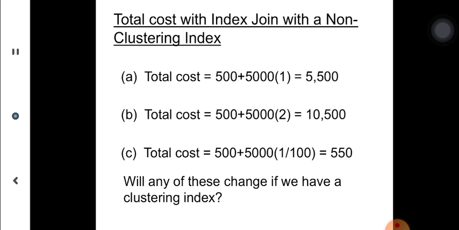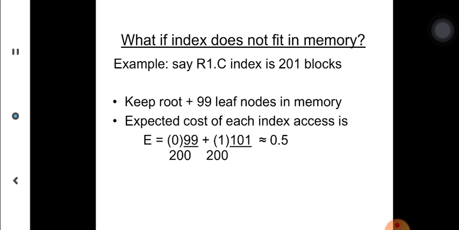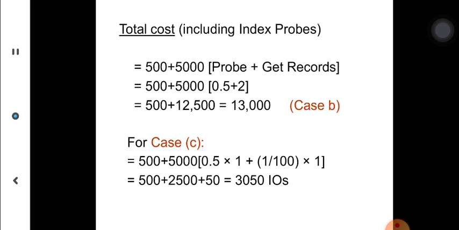So the total cost of index join in non-clustering index happens like this, but definitely it's higher than the normal. So what if the index does not fit in the memory? Then you have to get into the block. So say R1.c index is 201 blocks. So keep root plus 900 leaf nodes in the memory. Expected cost is at least, total is about 0.5 in terms of the values.